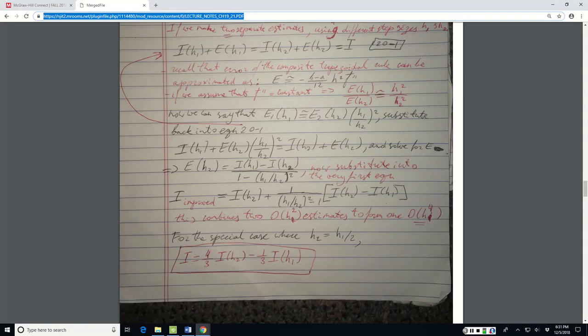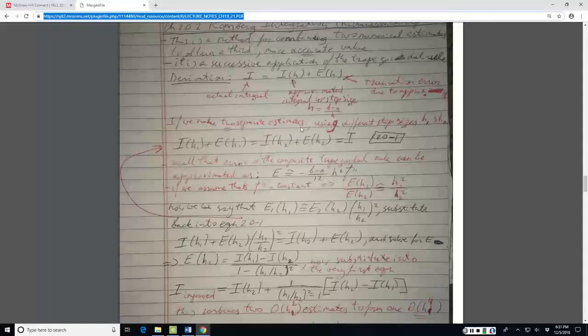But the idea is that, like I said, you have an improved estimate of the integral by using two lower order estimates together. And the difference between them is just the step size. So it's a very easy topic.